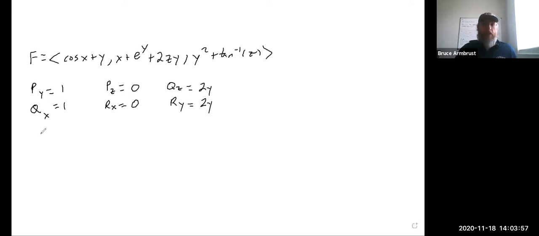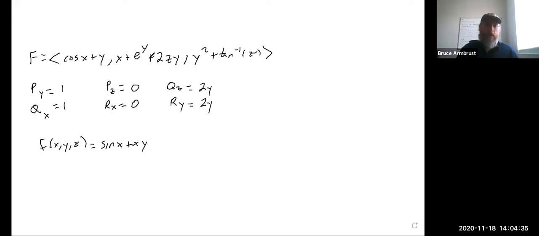All right, so if we're going to find our potential function, all we're going to do is integrate these things with respect to the various variables. So we're going to do partial integrals and see what we get. For the first part, we integrate with respect to x. That's going to give us sine of x plus xy. There can be more stuff, it's just going to have to not be in terms of x.